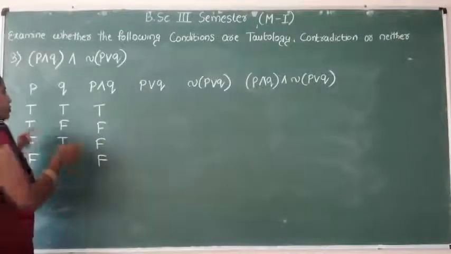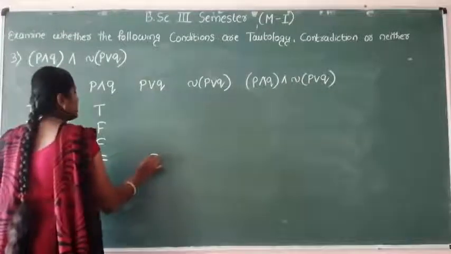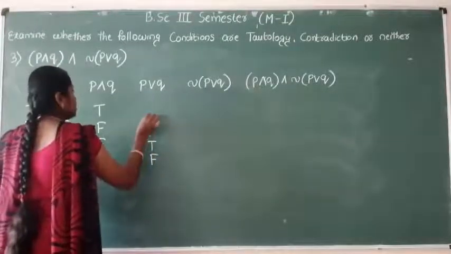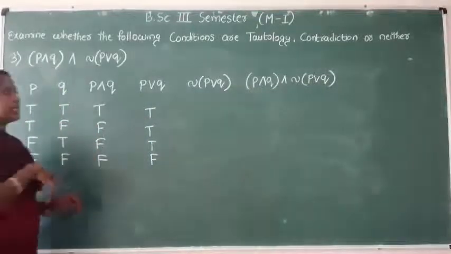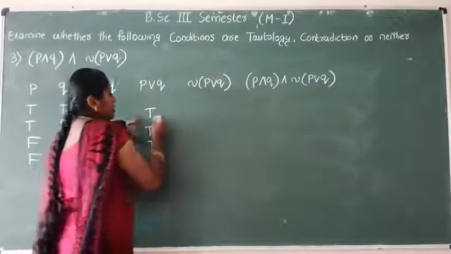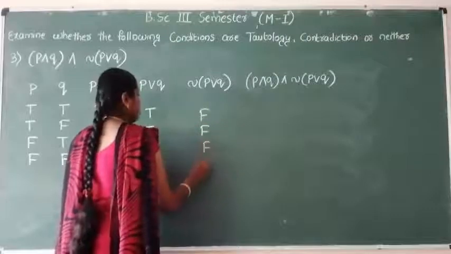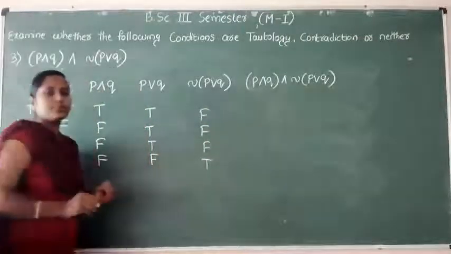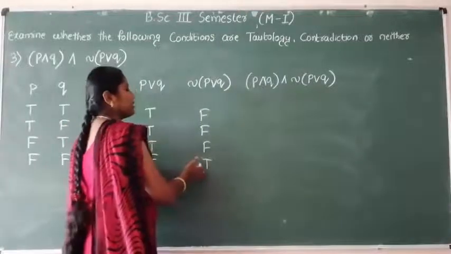Right? P or Q: if P is false and Q is false, then only it is false. In other cases, it is true, by definition. Negation of P or Q, right? Negation of this term: true, false, true, false, true, false, false, true. Right? So after that, combine these two terms with AND.